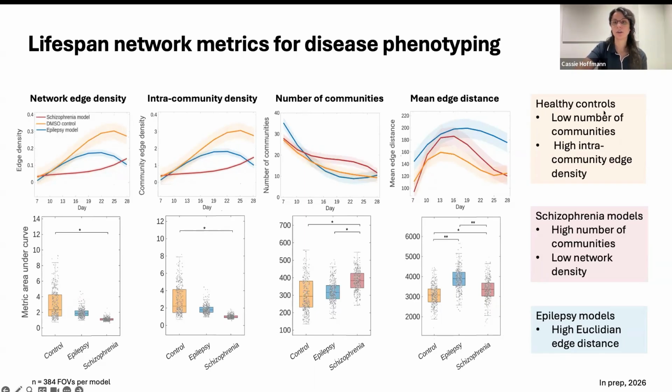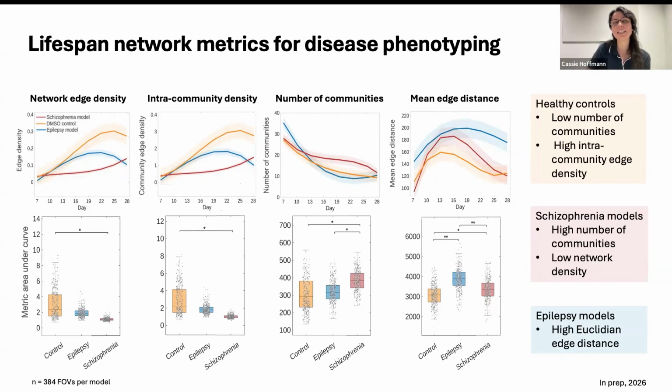So in healthy controls, we found a low number of communities, especially in more mature stages, which we would expect, and also a high intra-community edge density, as you can see here, and a high overall edge density as well. The schizophrenia models were essentially the exact opposite of this: quite a high number of communities, a low overall network edge density, and low intra-community edge density.